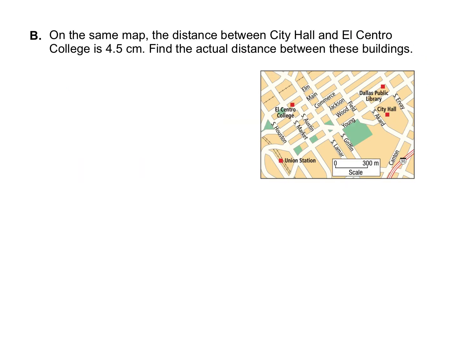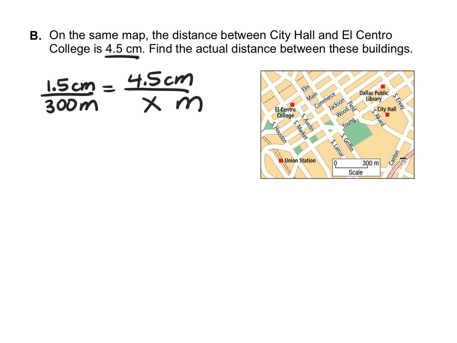Problem B is exactly like the one we just did, except this time, the distance between City Hall and El Centro College is 4.5 centimeters. Let's find the actual distance between those buildings. It's the same scale as the problem we just completed, which was 1.5 centimeters to 300 meters. And this time on the map, we have 4.5 centimeters. That's going to correspond with some actual distance x in meters.